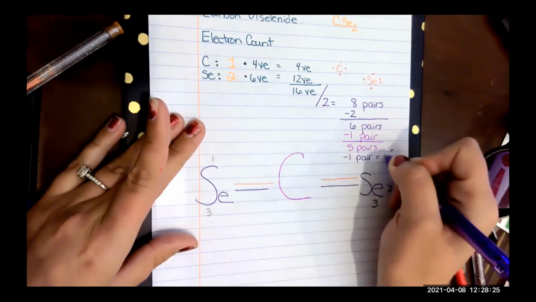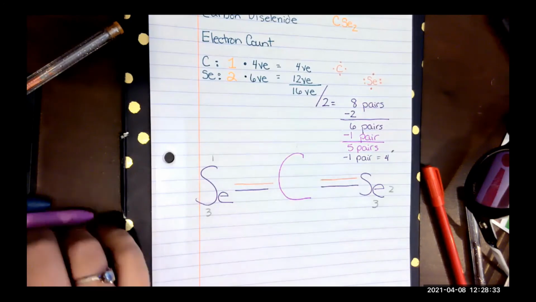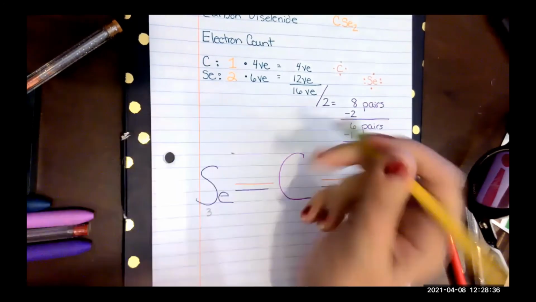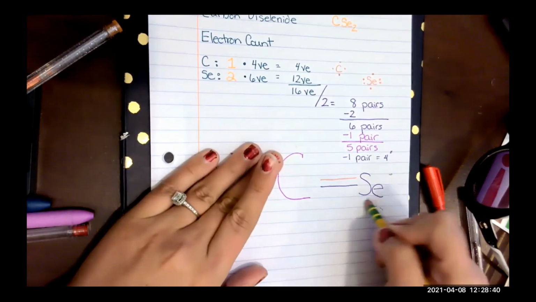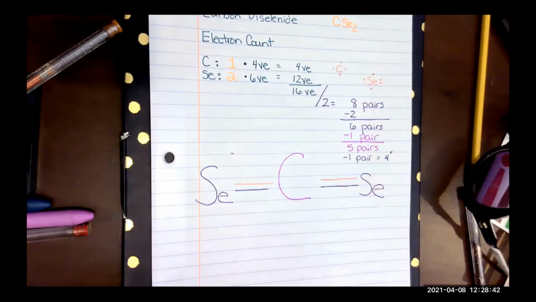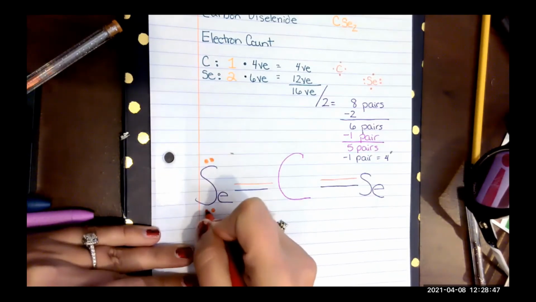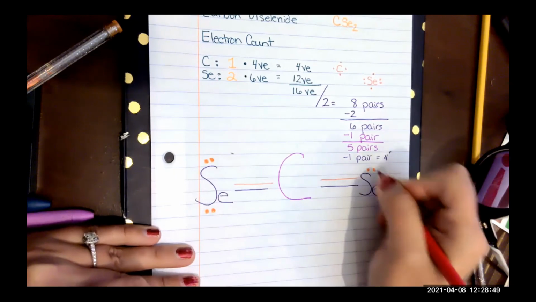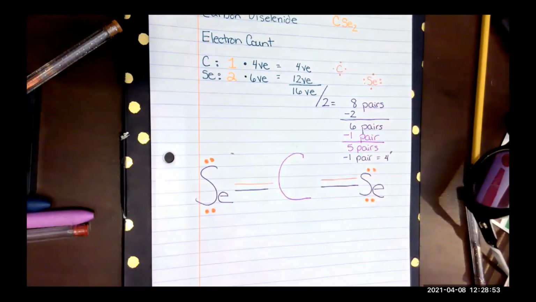And now we're equal to 4 pairs. And if we look at it, we have 1, 2, 3, 4 left. We can go ahead and convert those numbers to pairs. So I'm going to go ahead and take them out because I want it to be neat. And I'm going to go ahead and draw in my pairs. And that is the Lewis structure for carbon diselenide.